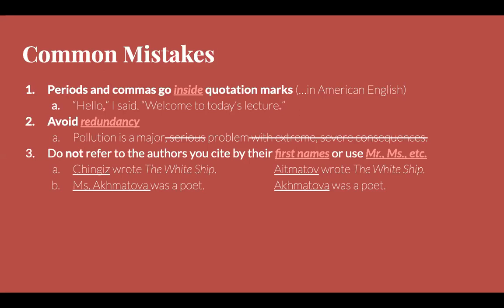Or another example, Miss Akhmatova was a poet, right? Again, she's not your neighbor, she's not your teacher. You don't call her Miss Akhmatova. Instead, you would say Akhmatova was a poet, or Anna Akhmatova was a poet.